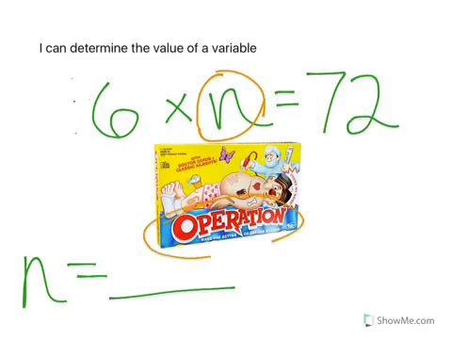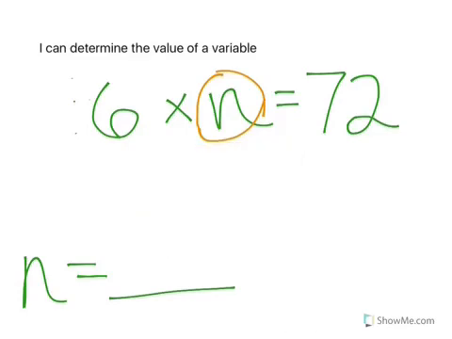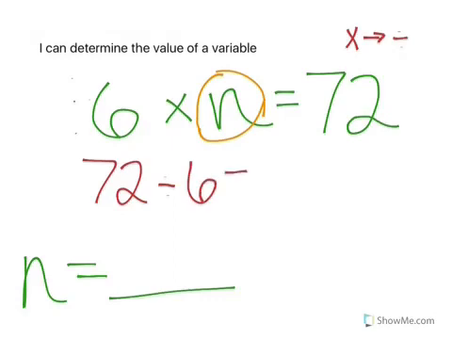So we're going to have to play a little game I like to call inverse operation. We need to do the inverse operation of 6 times n equals 72. And since I know my inverse operations, the inverse operation of multiplication is division. Instead, I'm going to do 72 divided by 6 equals n. This is how I'm going to solve for my variable n and figure out what this variable actually represents.